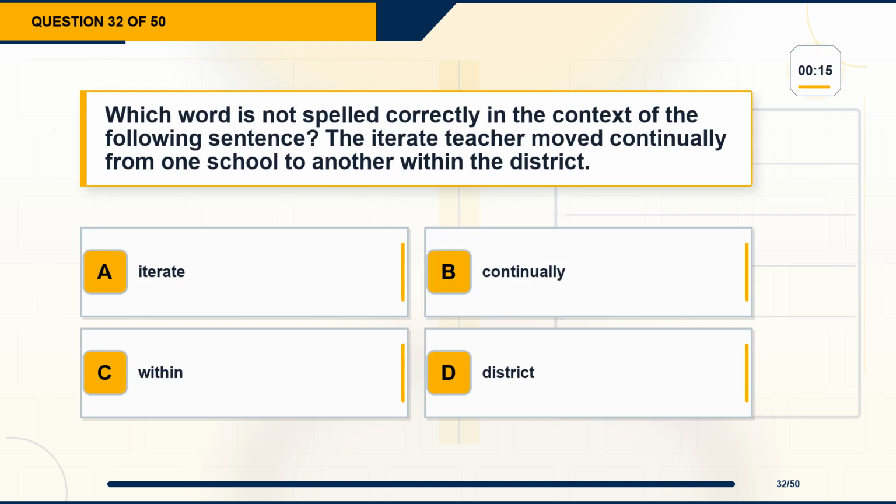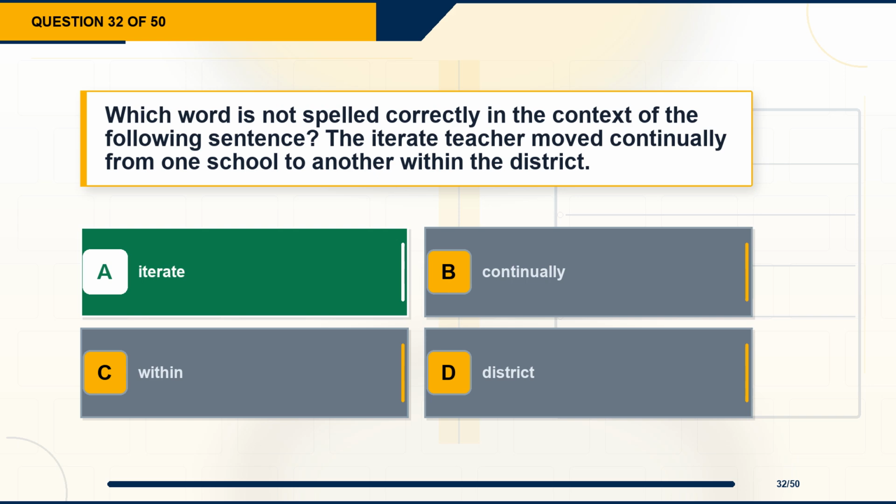Question 32. Which word is not spelled correctly in the context of the following sentence? The iterate teacher moved continually from one school to another within the district. Option A, iterate. Option B, continually. Option C, within. Option D, district.